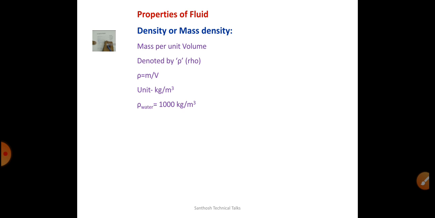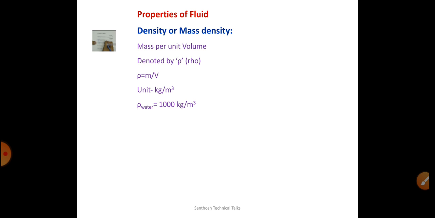In the properties, the first and foremost property is the density or mass density. By definition, it is the ratio of mass per unit volume of the substance, which is called density. It is denoted by rho. Rho is nothing but mass per volume. The unit is kg per meter cube.